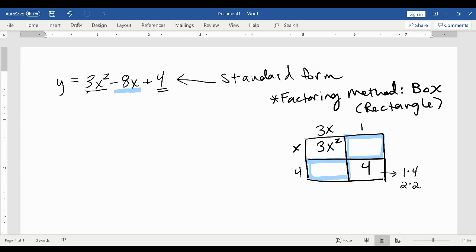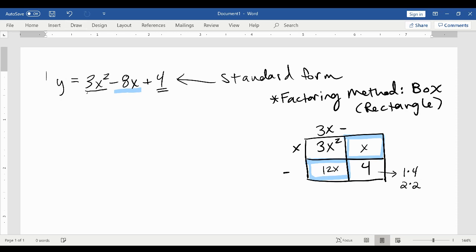Okay, now I'm going to fill in these boxes. So this would be 1 times x would be x, and 3x times 4 would be 12x. Well, even I know that both of these numbers are going to have to be negative to add to a negative but multiply to a positive. So even if these were both negatives, they would not add up to negative 8x. So that can't be the right answer.